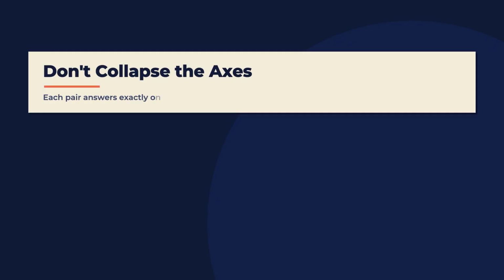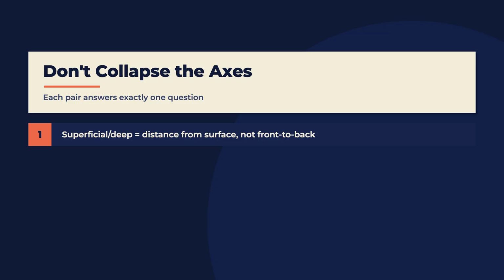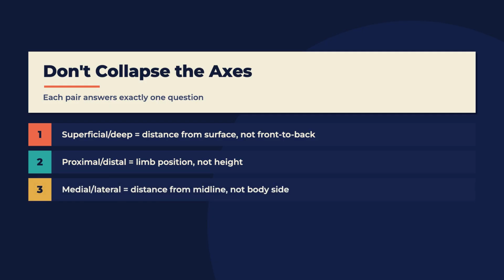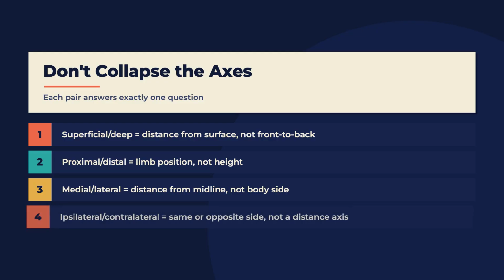The costliest mistake is mixing up axes. A structure can be deep and still anterior, since those measure different things. Exam stems reveal the intended pair by naming the reference structure. Wrist, elbow, or shoulder signals proximal or distal, while the midline, nose, or ear signal medial or lateral. Ipsilateral and contralateral are a different kind of term entirely, describing sidedness rather than distance along an axis.